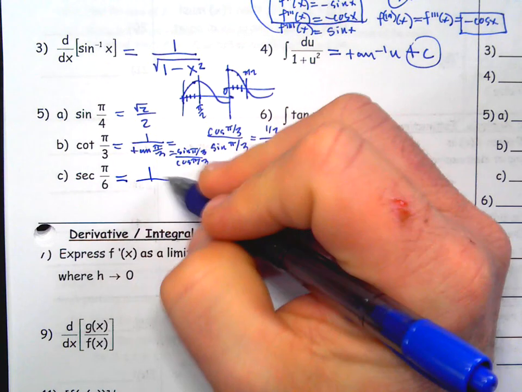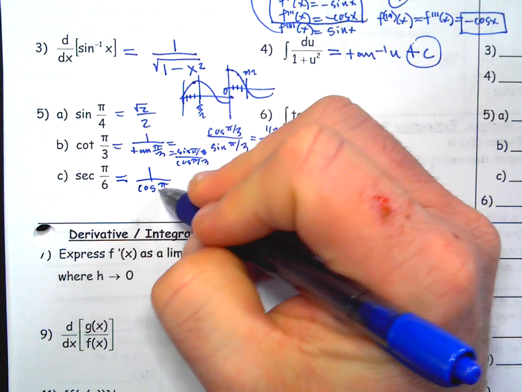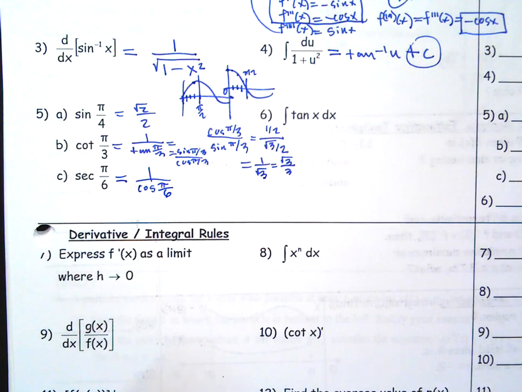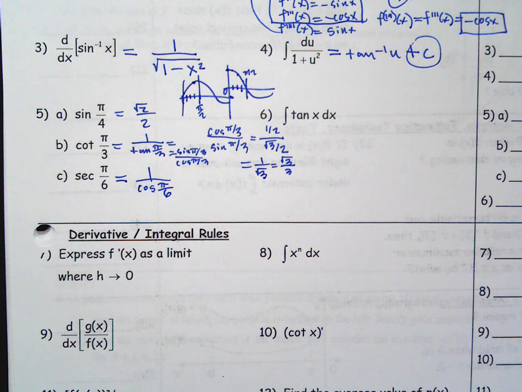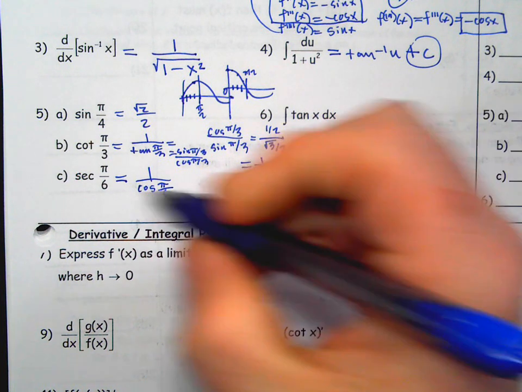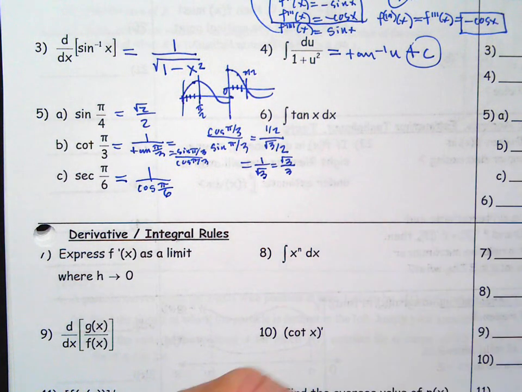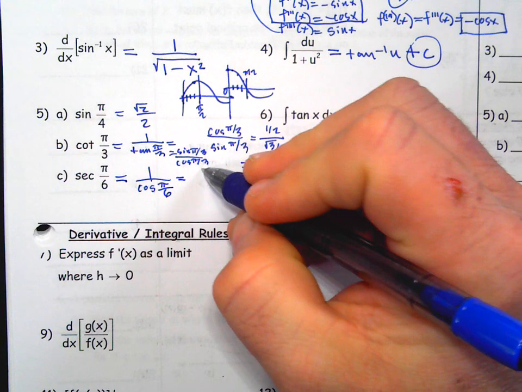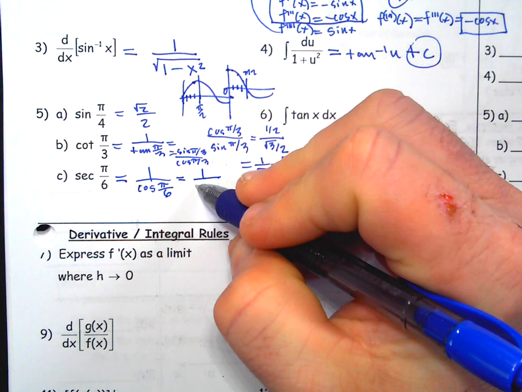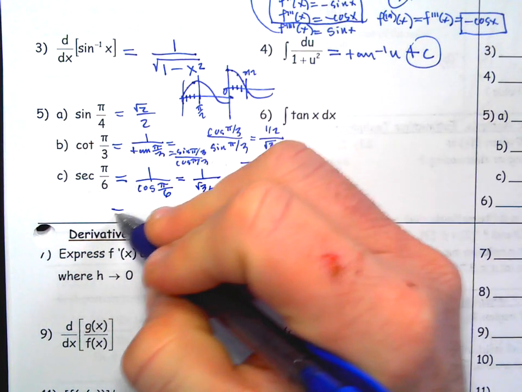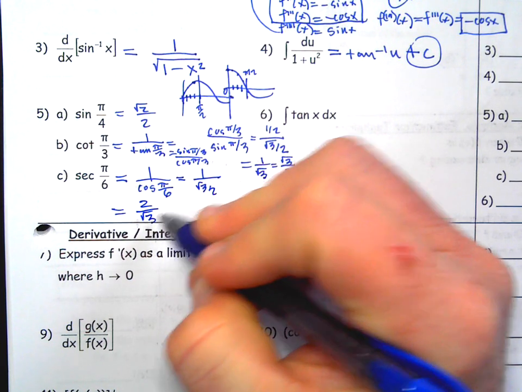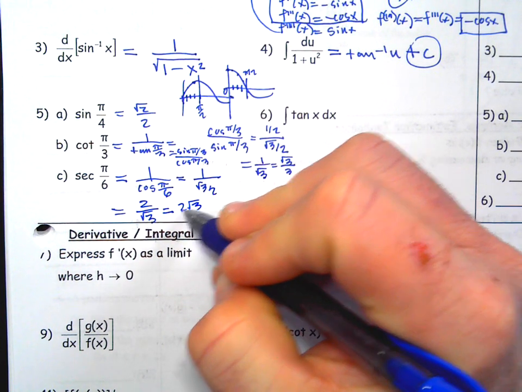Secant is 1 over cosine. My trick for all of these, which they call reciprocal trig functions, is that it's always a co with a non-co. One equals another one of the basic ones upside down, but it's a co with a non-co. So secant goes with cosine. Cosecant goes with sine. Tangent and cotangent go together. Okay, so now cosine of pi over 6 is root 3 over 2. So we're going to get 2 over root 3 or 2 root 3 over 3. Either one is fine with me.